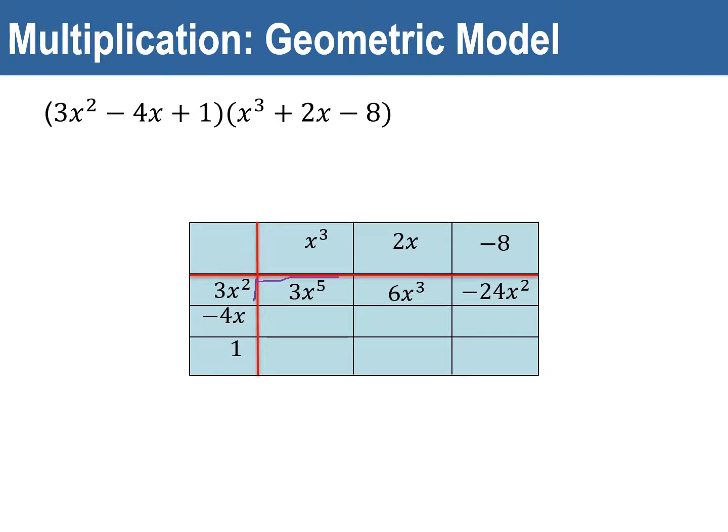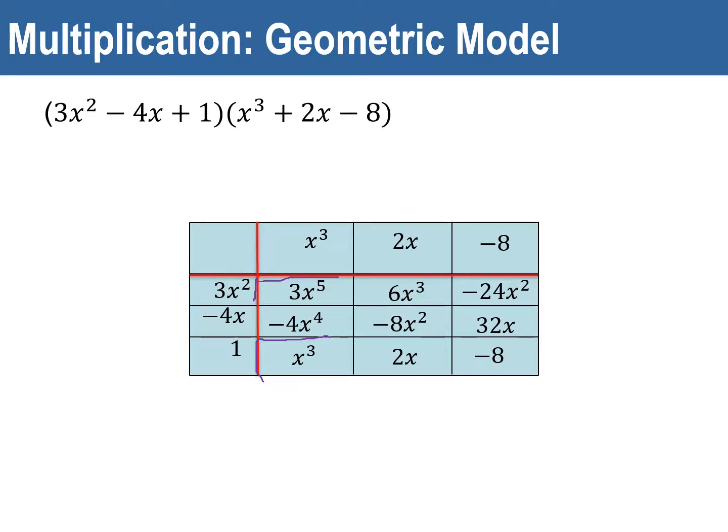When I'm done with the first row, I go to the next one. Negative 4x times x cubed is negative 4x to the 4th. Negative 4x times 2x is negative 8x squared. And then negative 4x times negative 8 is 32x. For the last one, I'm going to multiply 1 times x cubed and get x cubed. 1 times 2x, and that's 2x. Negative 8 times 1 is negative 8.